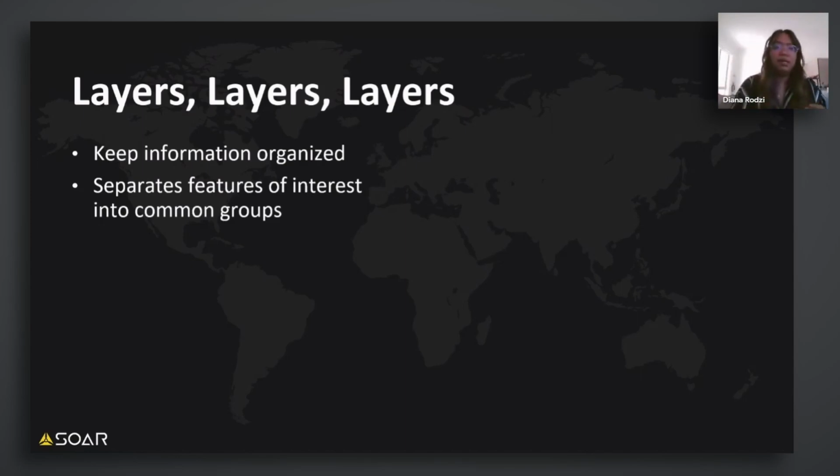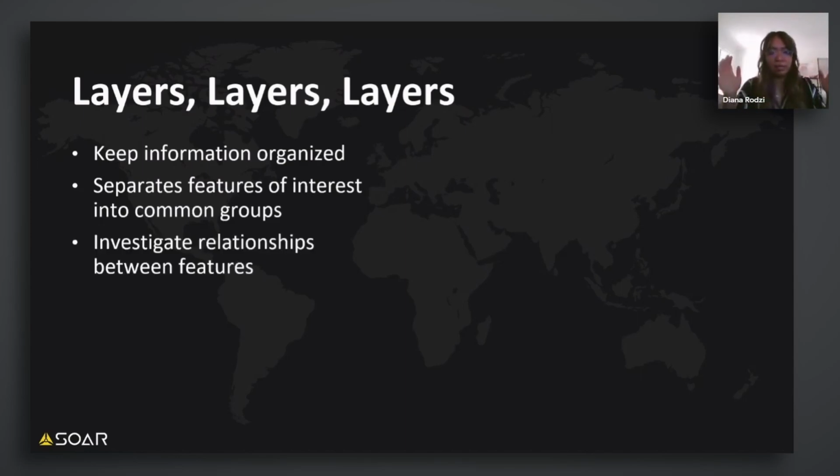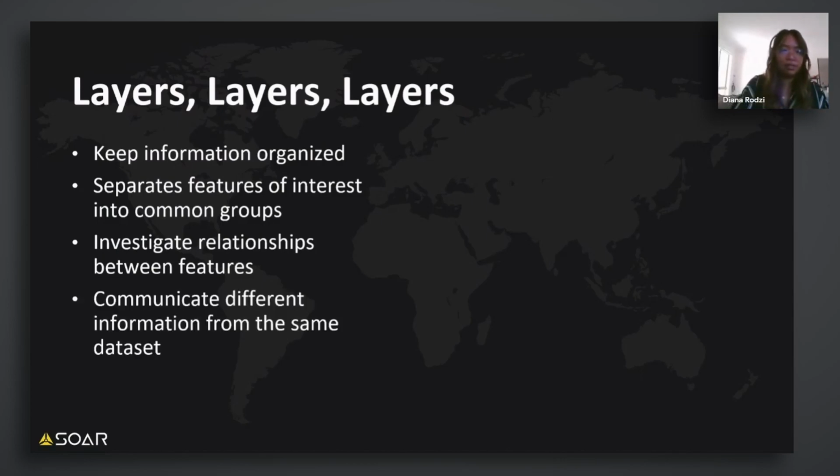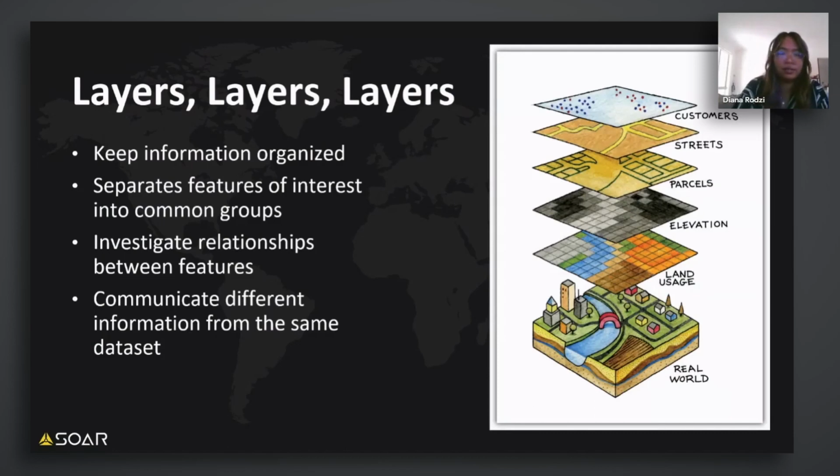Once you have all of that, you can start building relationships between each individual layer, because if they're all pressed together on one image, it's very hard to identify or analyze. But if you split it up into layers, it's easier to form those relationships. And once you form that relationship, you can communicate different types of information or different types of data from that same piece of data. Now here's a visual representation of this.